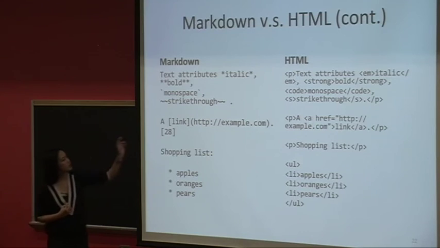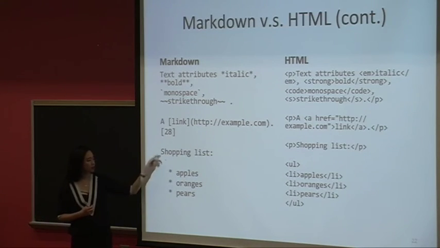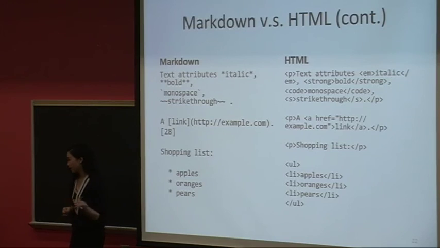Here's a little more on Markdown. For example, we have a shopping list, and you can say the bullet points start like this. We just put the stars. That's it. So I'll quickly show you how it looks.